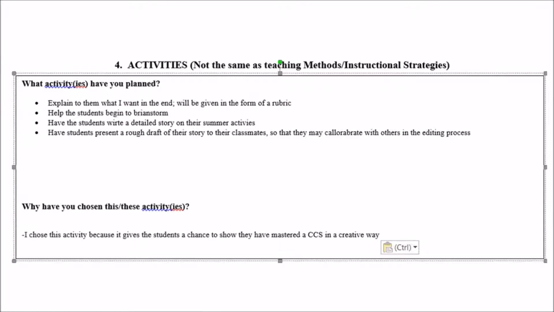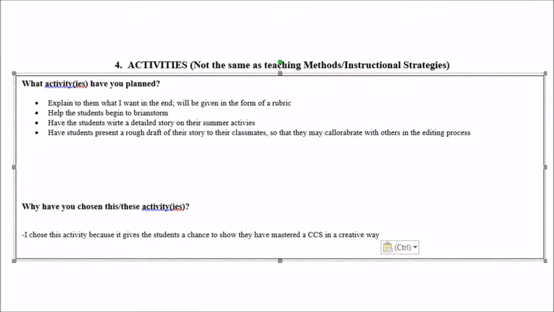My activities for my lesson plan will include explaining to the students what I want from them in the end, and this will be given to them in the form of a rubric. I will also help my students begin to brainstorm using the computer and just giving them different examples of how to brainstorm. I will also have the students write a detailed story on their summer activity.